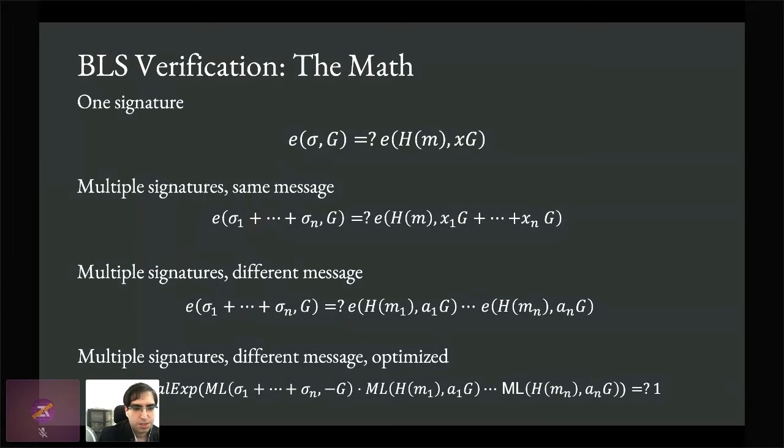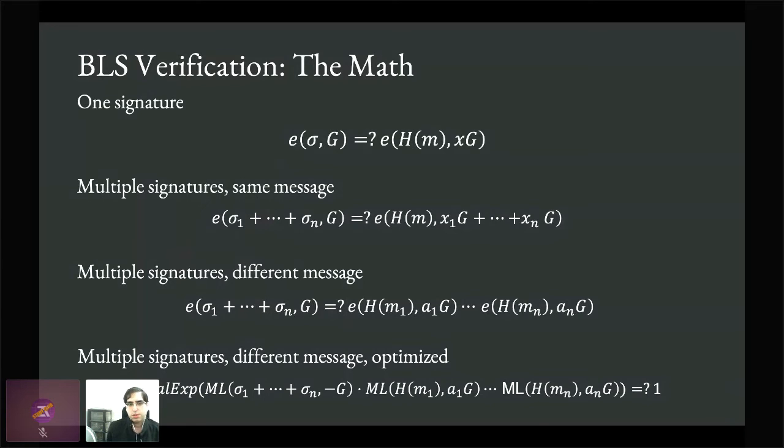Another optimization that you can make is instead of doing 2n+1 pairings, you can actually just run the product of n+1 Miller loops and just run the final exponentiation once and check that they're equal to 1. These are standard techniques.